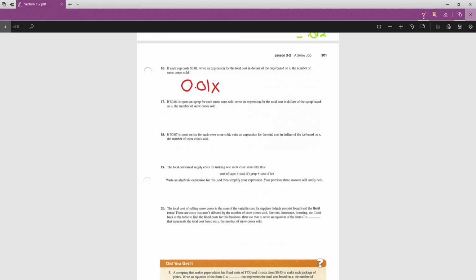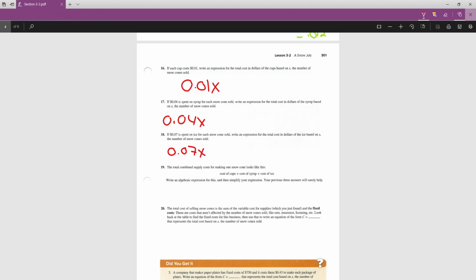17, they ask us to do the same thing, but they're saying now that 4 cents is spent on the syrup. Write an expression. Similar to question number 16, it's going to be 0.04x. 18 then says we spend 7 cents on ice, so 0.07x.